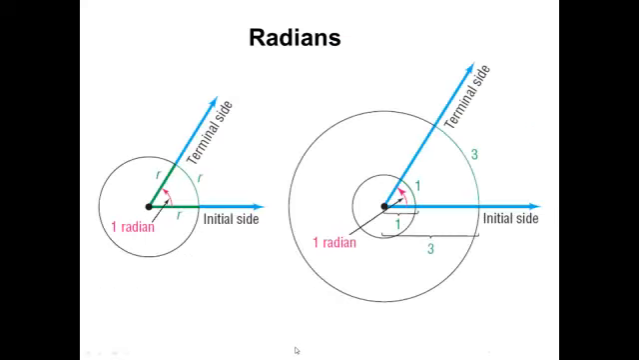Here is another way to measure angles, which is radians. In radians we use a circle, and this is the center of the circle. And we suppose that this side, which is the initial side, and this, which is the terminal side, have the same measure as this arc. When this happens, we say that this is 1 radian. So here we have 1 radian, meaning that this is 3, and this is 3, so this arc here is also 3, so that represents 1 radian.